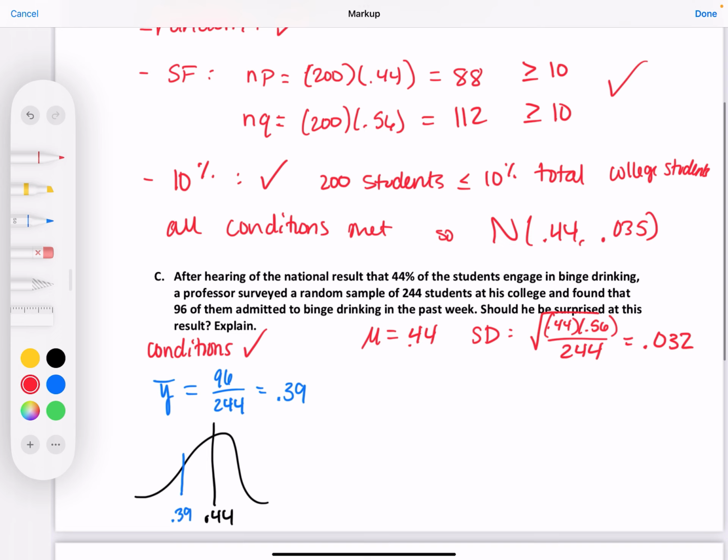So I find the z-score first. So z is equal to 0.39, so actual minus the predicted, 0.44, divided by the standard deviation of 0.032. It's going to be negative 1.56.